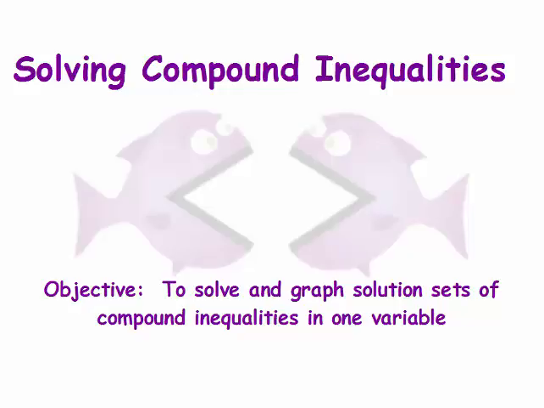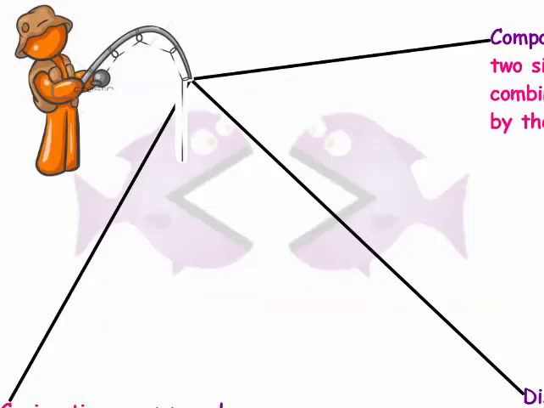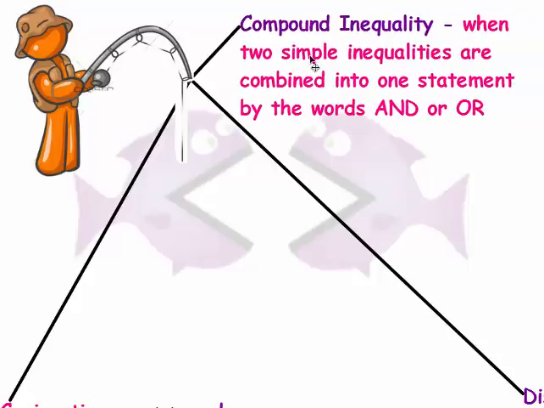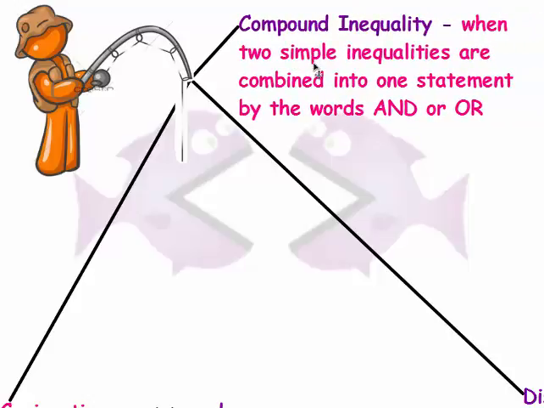Today we're going to solve compound inequalities. This should be new, so we're going to start with the basics with some definitions. First, a compound inequality. It's when two simple inequalities, the inequalities we've been doing, are combined into one statement by the words "and" or "or".